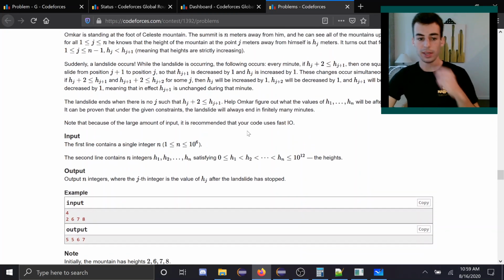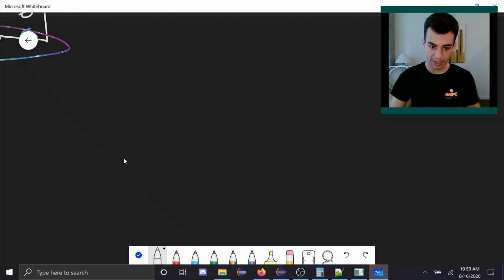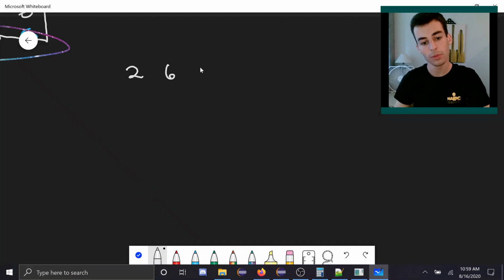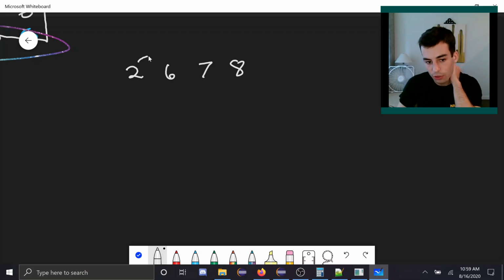So the problem is you've got some array. I'll do the first sample, 2, 6, 7, 8. It's a pretty good example, I think. You do this repeatedly until the array doesn't change. Every time you have two adjacent numbers that differ by 2 or more, you subtract 1 from here, add 1 to here.